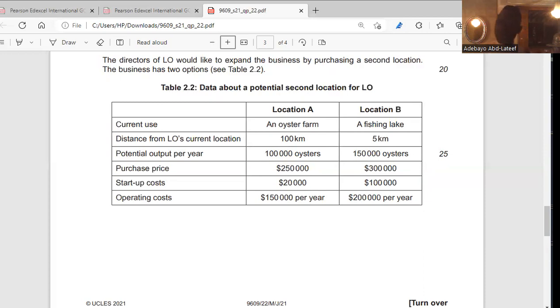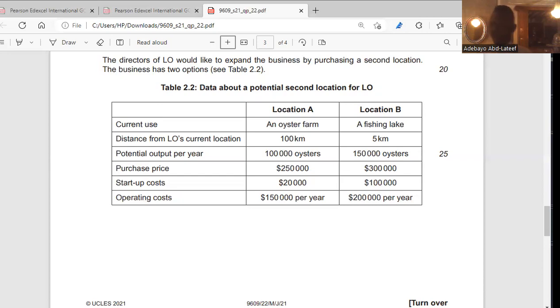The second point is about lower startup cost. The startup cost here is 20,000. And for location B, it is 100,000, which is too much. LO doesn't have that financial capability. The third point is lower operating cost. For operating cost, here it is $150,000 per year, and for location B, it is $200,000 per year, so location A is still suitable there.